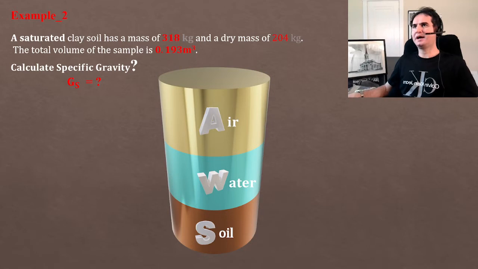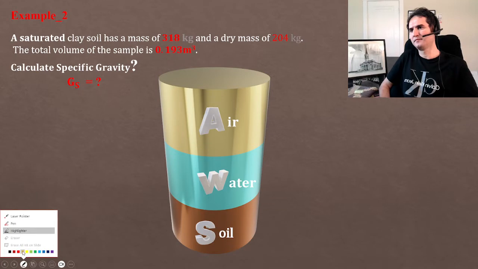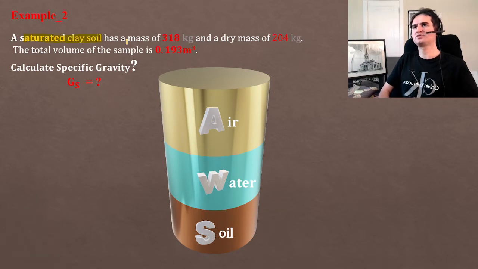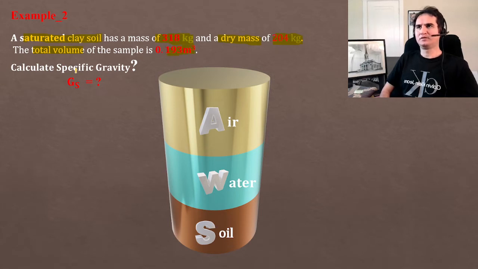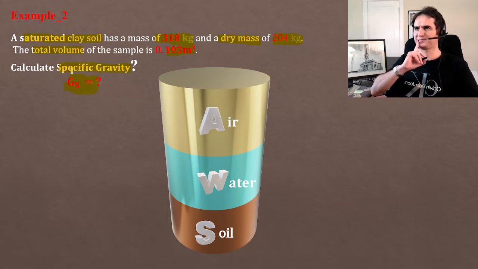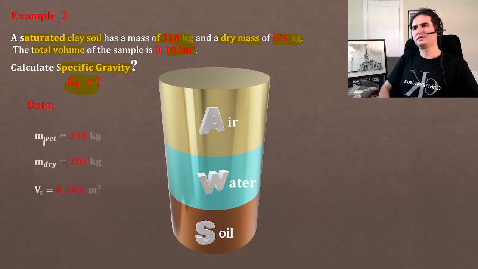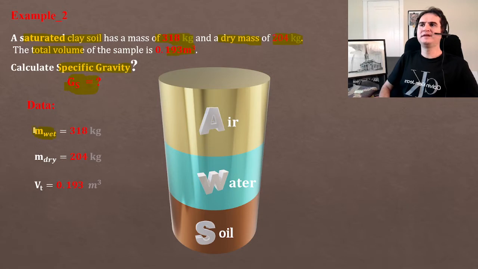In this example, we have a saturated clay soil with a wet mass of 318 kg and a dry mass of 204 kilograms. The total volume of the sample is 0.193 cubic meters. We want to know the specific gravity of the sample, so we want to calculate Gs for the sample. So the data provided are, again, wet mass, dry mass, and total volume of the sample.